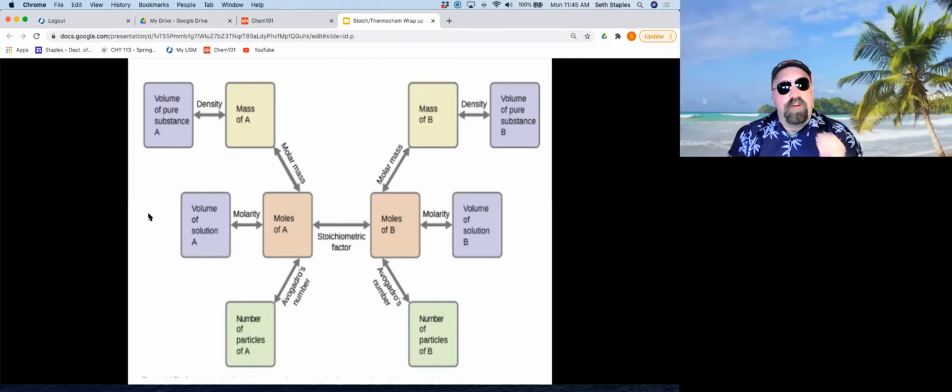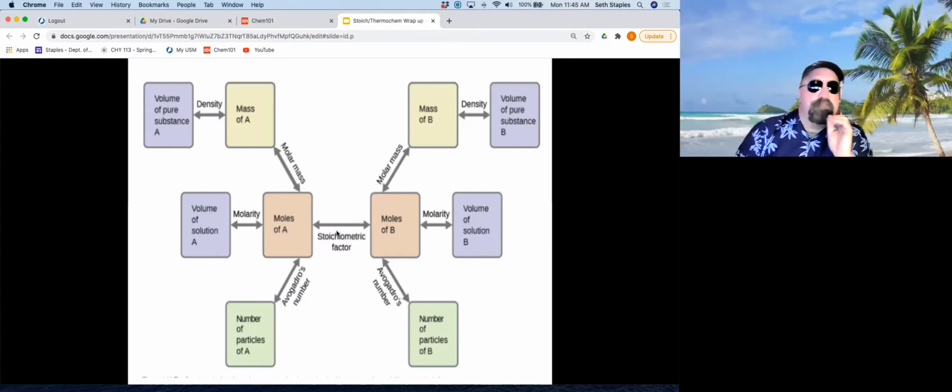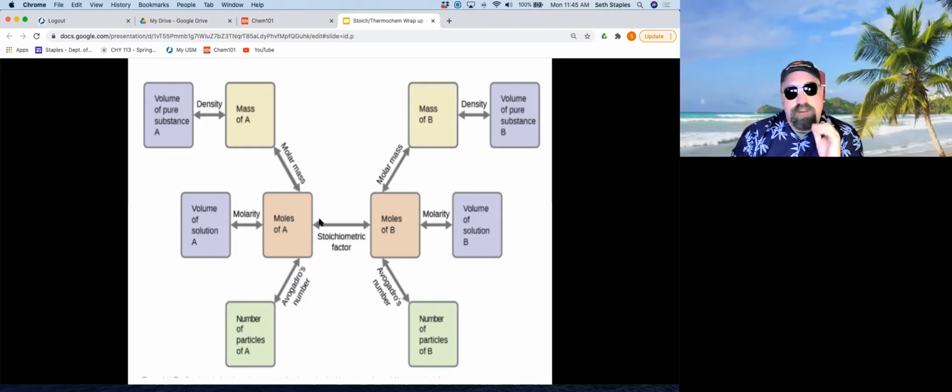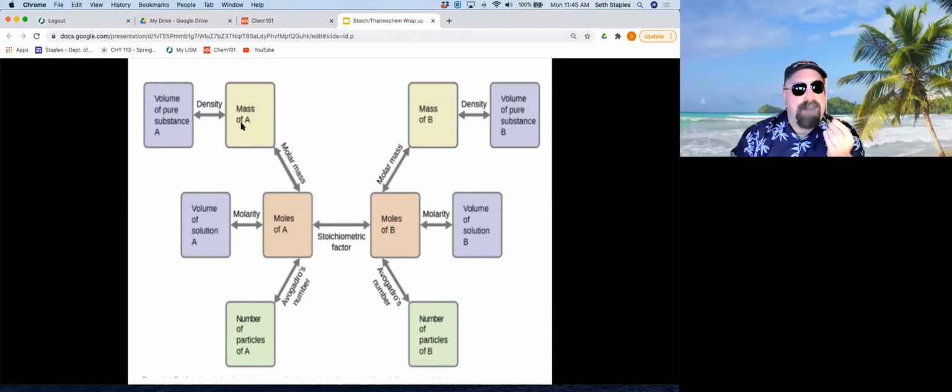The key thing to note is that this is all centered around the number of moles. And so whatever you're given for an amount of whatever it is that you're starting with, you need to find a way to convert that given amount to moles. If you're given the mass of that substance, you use the molar mass to convert that to moles. If you're given the number of particles, you use Avogadro's number.